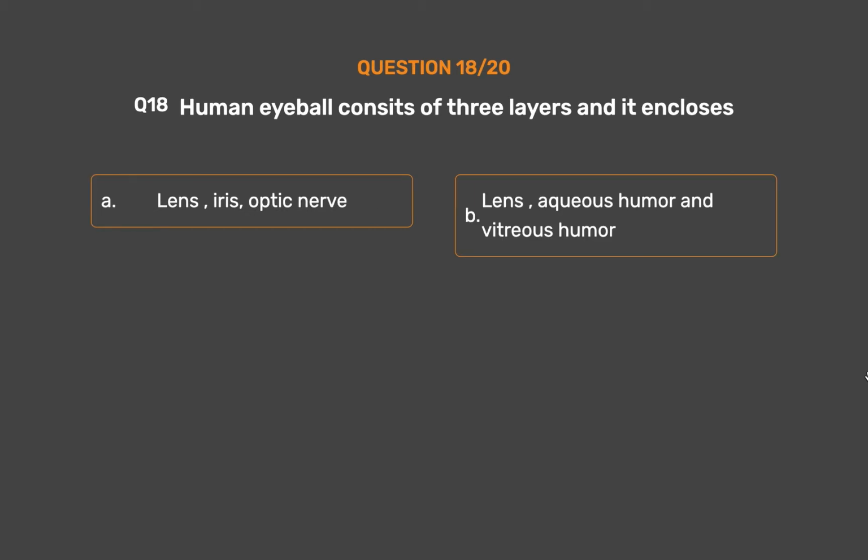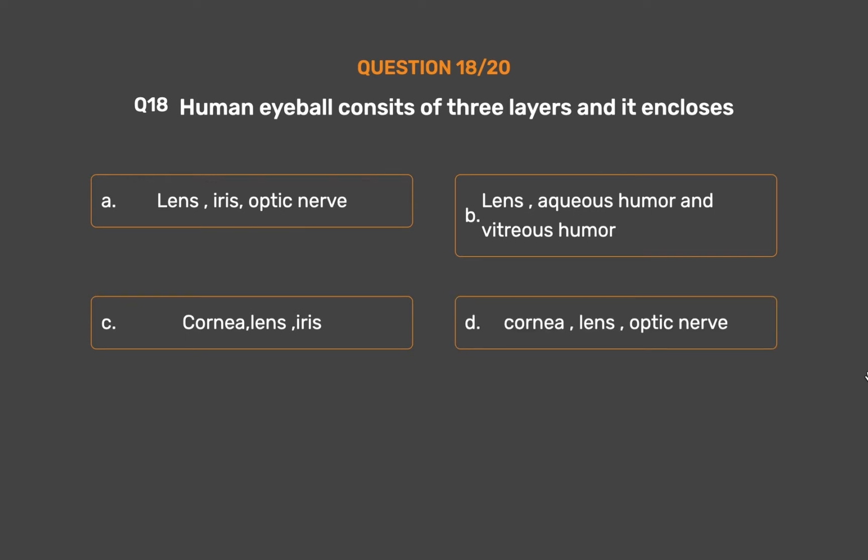Option B, lens, aqueous humor and vitreous humor. Option C, cornea, lens, iris. Option D, cornea, lens, optic nerve.